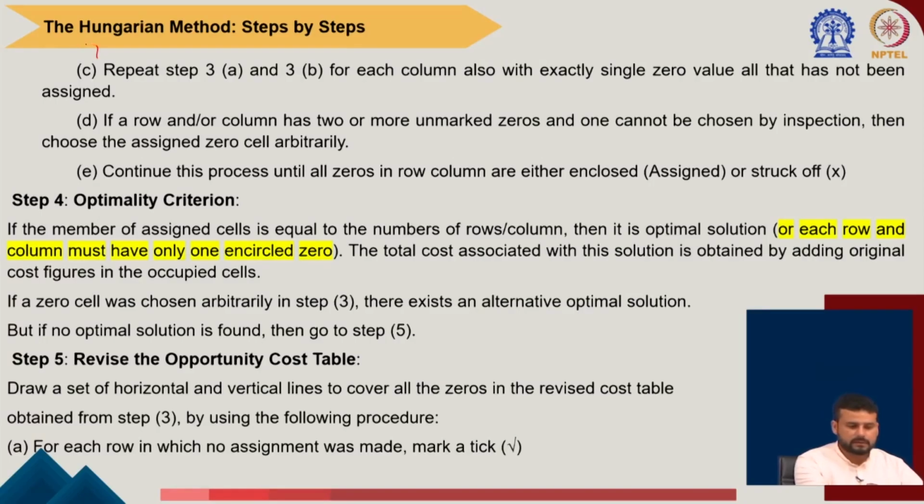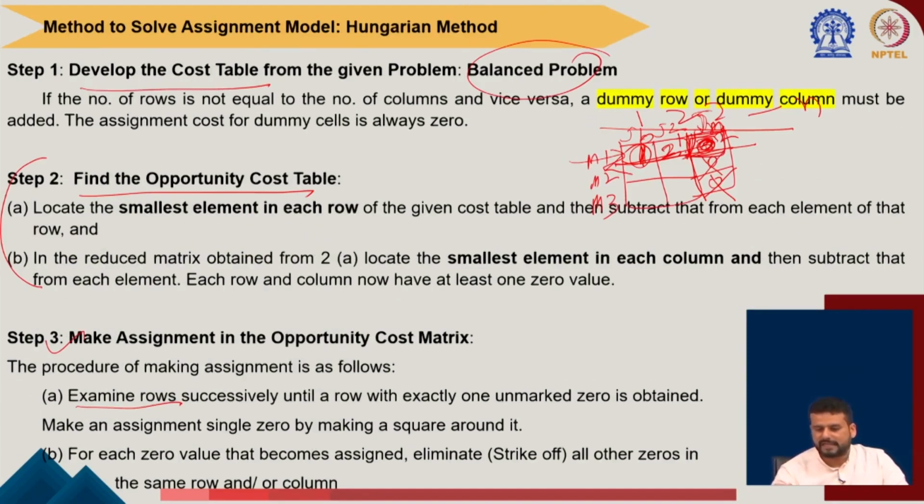You will continue this task until all the rows or columns are assigned, until all the zeros are circled or struck off. Now, what is the meaning of encircling? If I am putting a square over that 0, that means this particular assignment is done. Similarly, if I am writing this 0 here and putting a square around it, that means job 1 is assigned to machine 3, right. Similarly, we will make all the assignments.